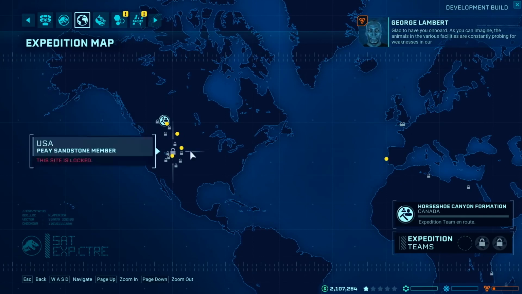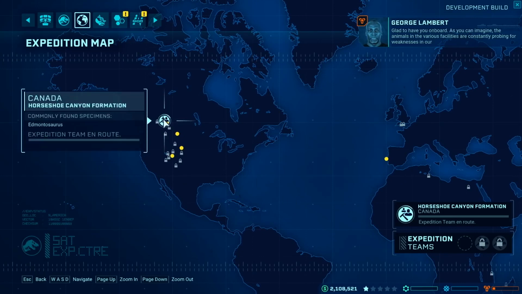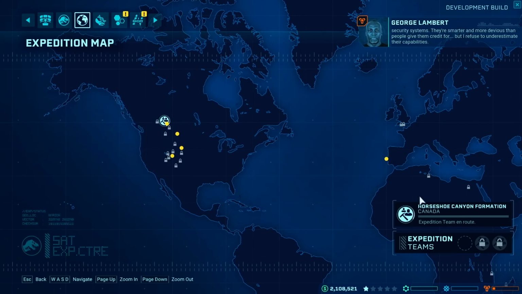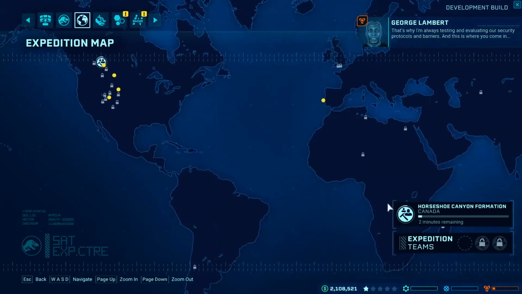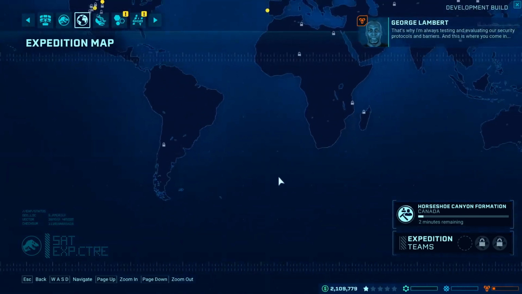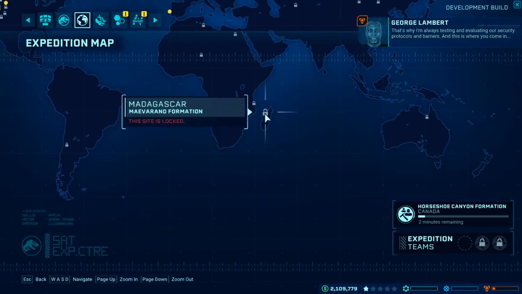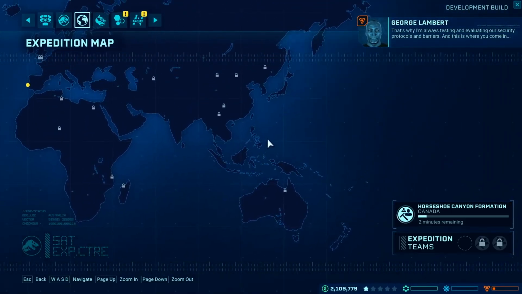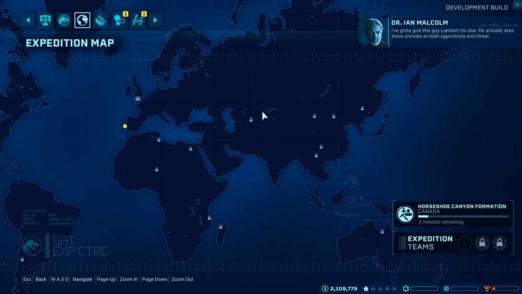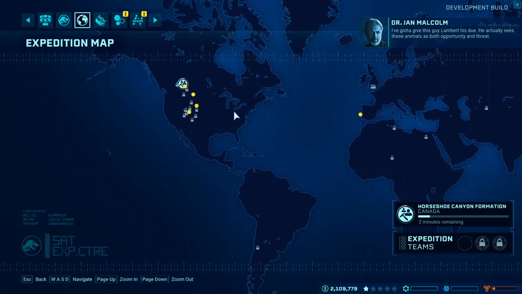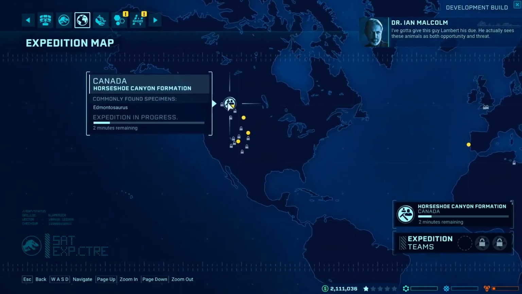As you can imagine, the animals in the various facilities are constantly probing for weaknesses in our security systems. They're smarter and more devious than people give them credit for. But I refuse to underestimate their capabilities. That's why I'm always testing and evaluating our security protocols and barriers. And this is where you come in. I've got to give this guy Lambert his due. He actually sees these animals as both opportunity and threat.